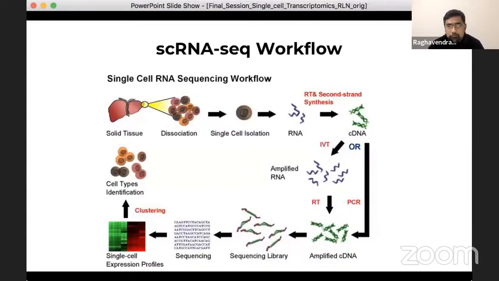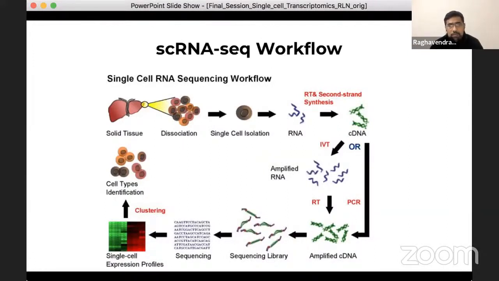Some steps follow bulk RNA-seq technology, like library preparation and amplification. These are common for both, but the way in which the single cells are isolated is completely different from how bulk RNA-seq is handled when the samples are extracted and RNA is profiled.